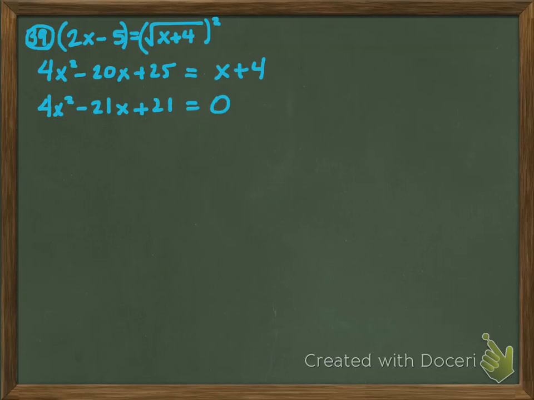Factor, and that was 4x squared, right? Minus 21x plus 21. Oh, not minus, sorry. Plus 21. Not factorable. Didn't think it was. Yes? That confirms that it's not.